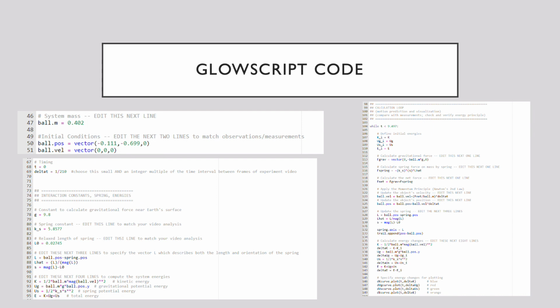So here's the GlowScript code I had for my model. You can see the mass of the ball, 0.402 kilograms, is right here. The initial position that we got from the Tracker model is right here, and the initial velocity is 0. We have a small change in time interval, and time starts at 0. The gravitational acceleration is 9.8 meters per second squared. The spring constant and the relaxed length of the spring that we solved for earlier are also here.